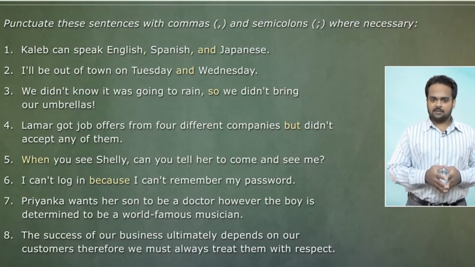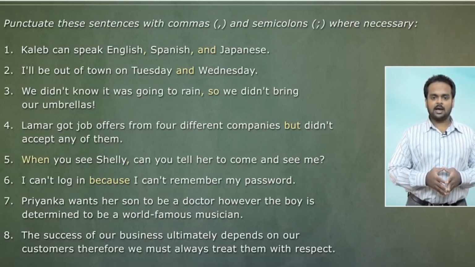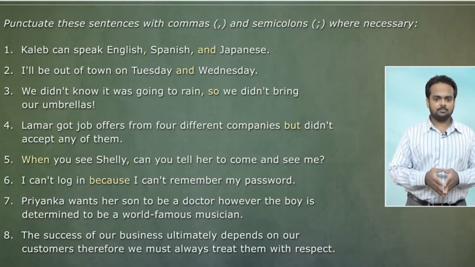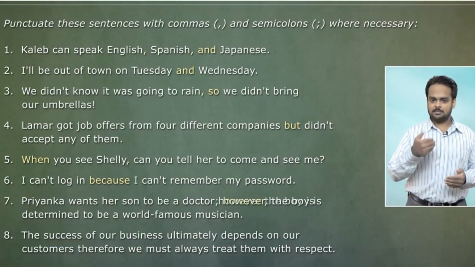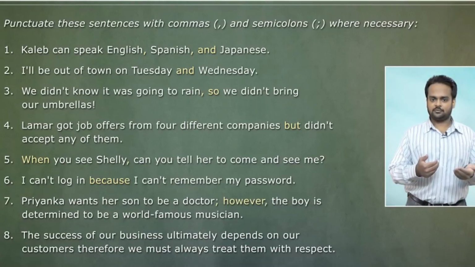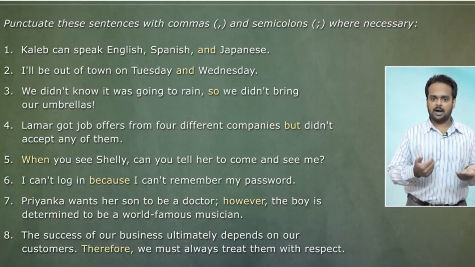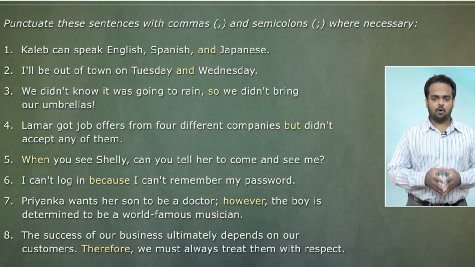In sentences 7 and 8, notice that we have conjunctive adverbs. However, in 7 and therefore in 8. So what's the rule with conjunctive adverbs? The rule is semicolon before and comma after. You see this in number 7. Another way to punctuate conjunctive adverbs is with a period before and a comma after. You can see this now with number 8. Both forms are correct.